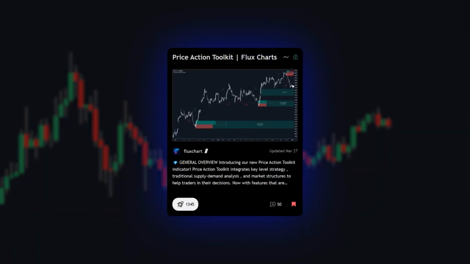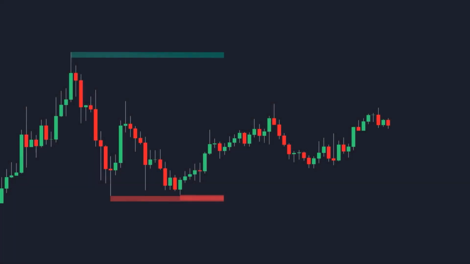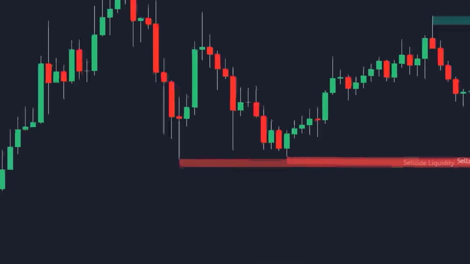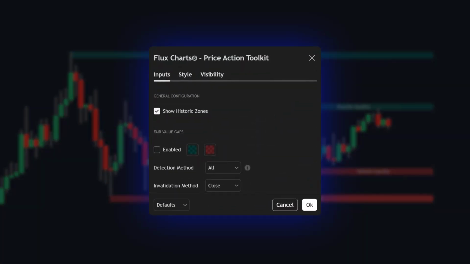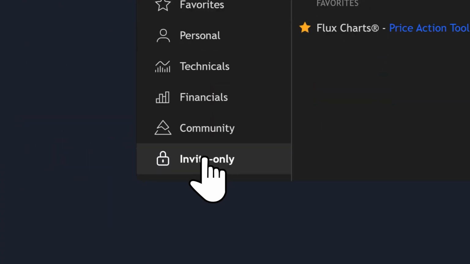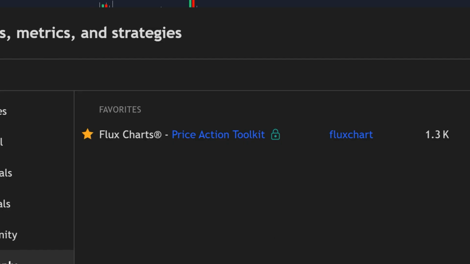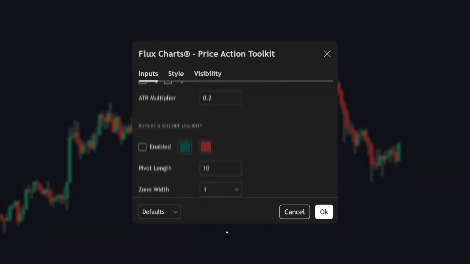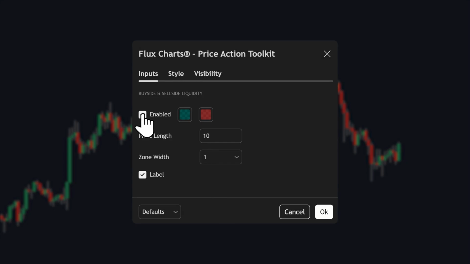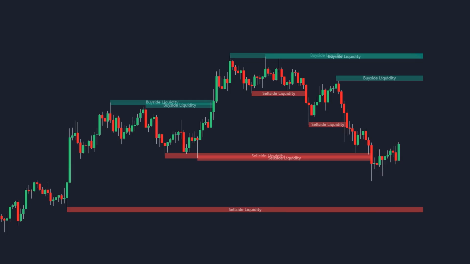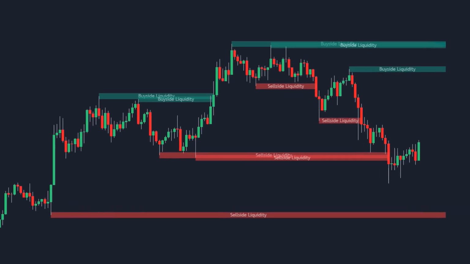And the good news for you, with the Price Action Toolkit, these liquidity zones appear automatically on your charts, showing you exactly where institutions are likely to hunt next. Let's set up the toolkit and show you how to find trades using liquidity sweeps. First, open your chart. Go to your Indicators tab, find the Invite Only section, and click on Price Action Toolkit. There'll be a link in the description to get instant access. Once it's loaded, open the settings. Scroll down and turn on buy-side and sell-side liquidity zones. You'll now see where buy-side and sell-side liquidity zones are. These are where a liquidity sweep is likely to happen.